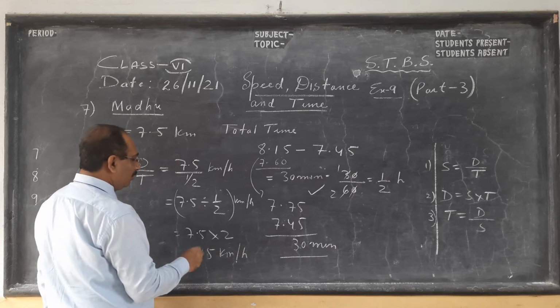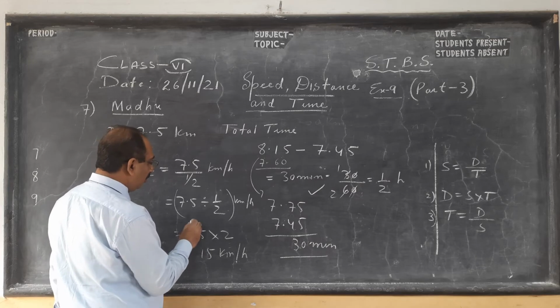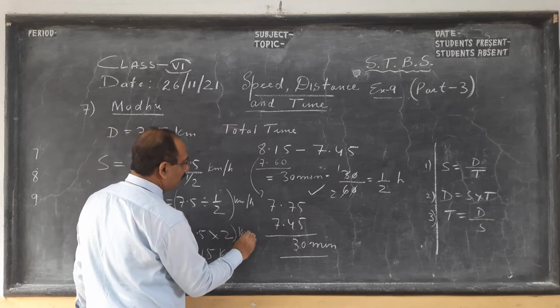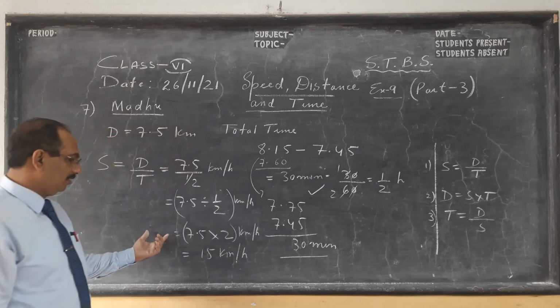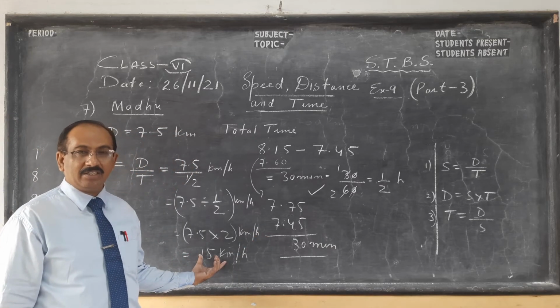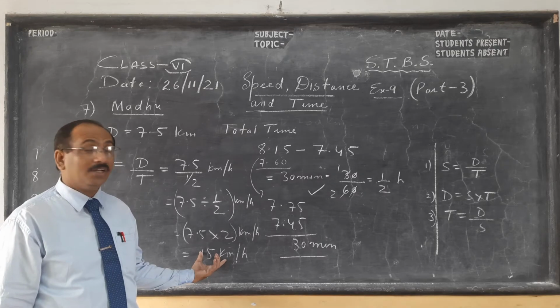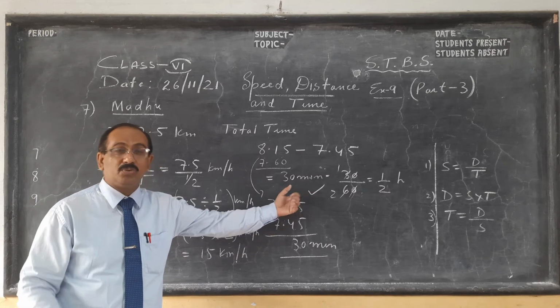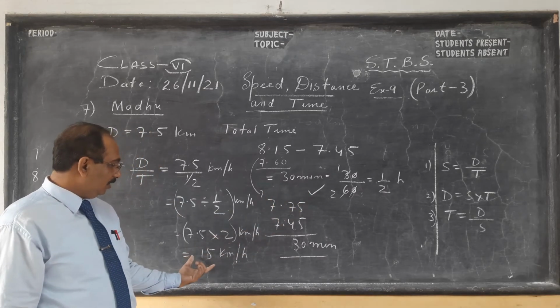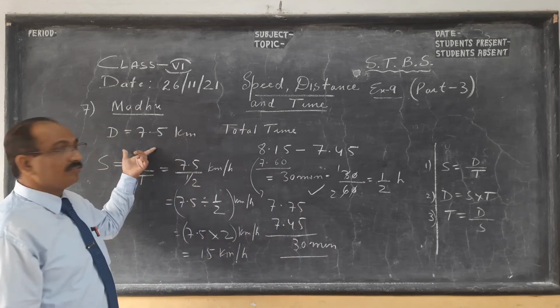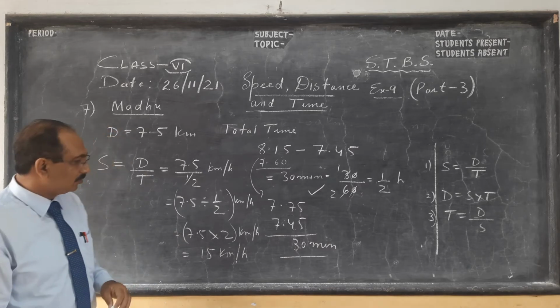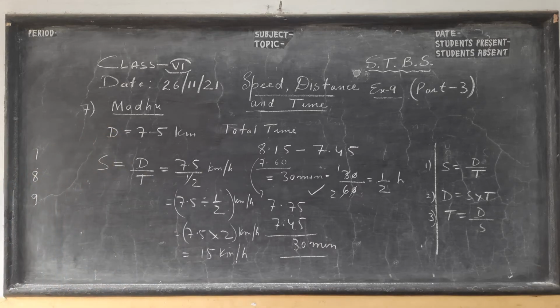I doubt a man or woman can walk with this speed. She must be going in a rickshaw or some vehicle, because a man's average speed is around 4 kilometers per hour. So in half an hour she could have traveled only 2 kilometers. Here her speed is 15, so in half an hour she travels 7.5 kilometers. Kindly pause the video and copy. Then we move on to the next question.